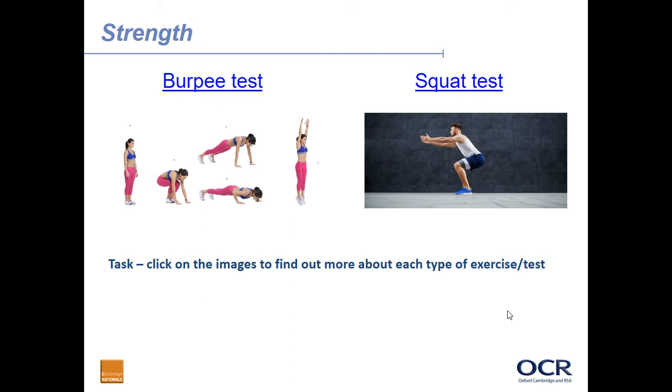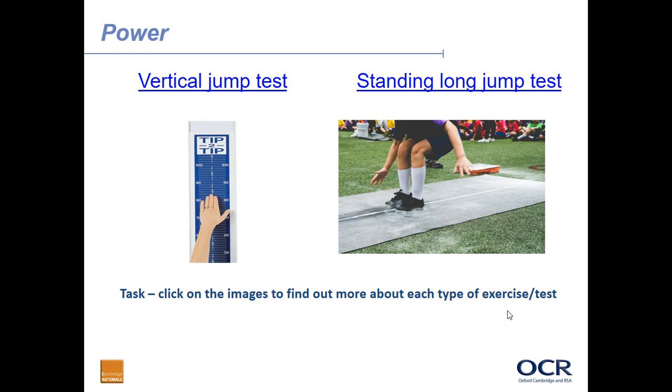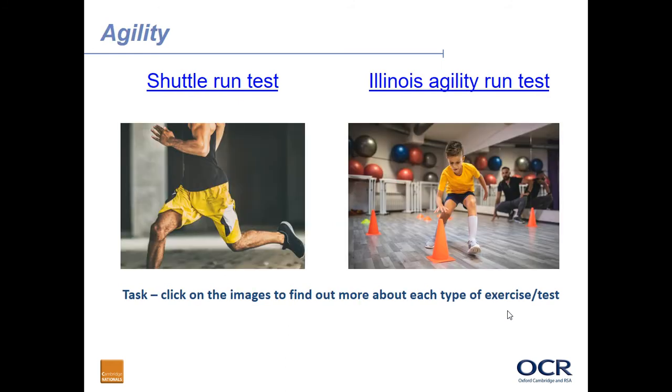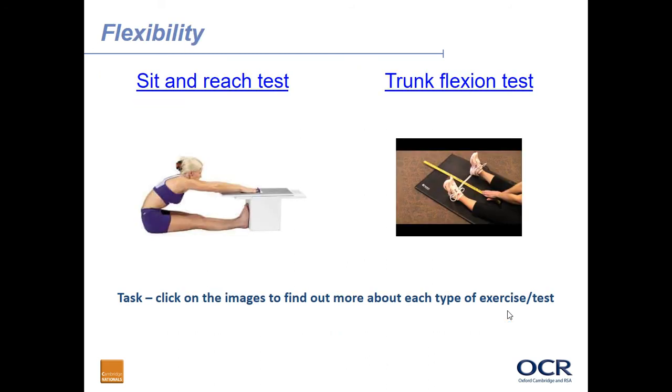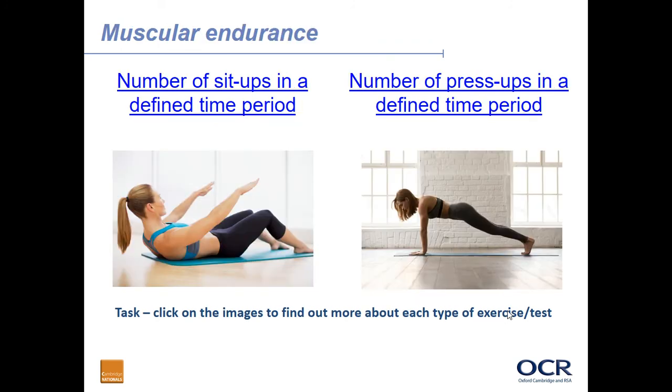So for strength, you need to write about the burpee test and the squat test. Power, vertical jump test and standing long jump test. Agility, shuttle run test, Illinois agility run test. Balance, standing stork test. Flexibility is the sit and reach test and the trunk flexion test. Muscular endurance is the number of sit-ups in a defined time period and number of press-ups in a defined time period.